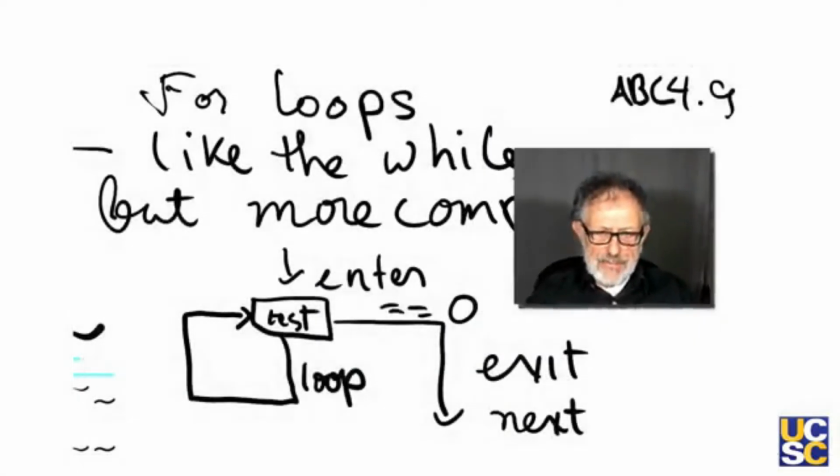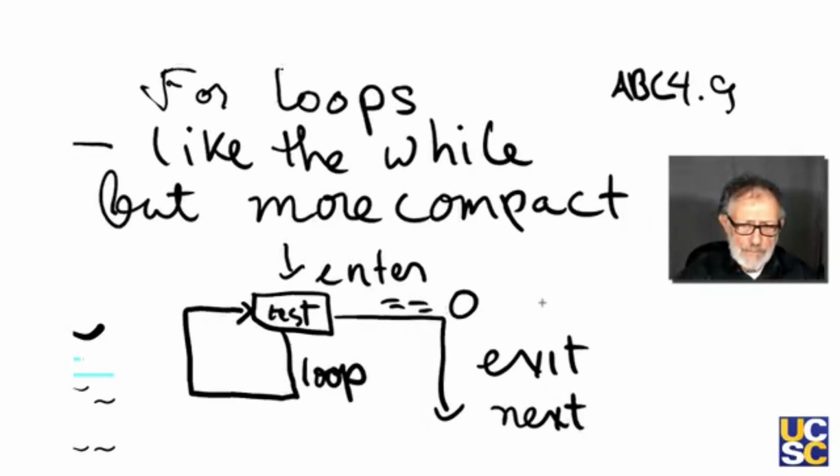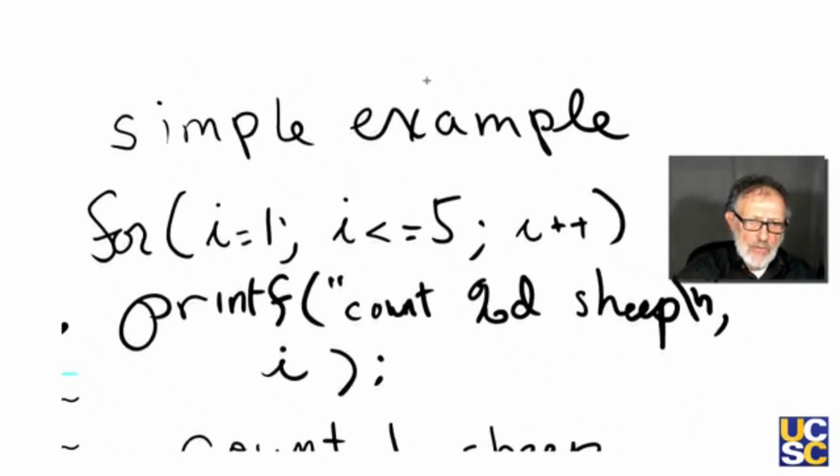And you can visualize it as enter the loop, do a test. If you get a 0 value, you exit and do a next statement. Otherwise, you execute the looping statement, go back, test, loop, test, until you get the 0 value and exit. Here's a simple example of what the for loop looks like.